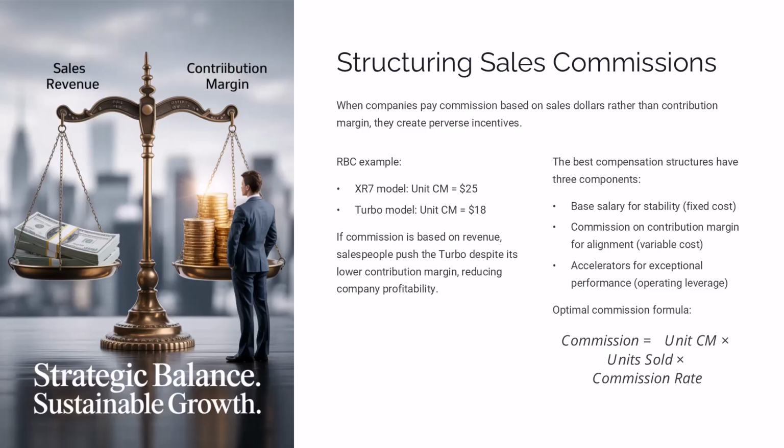When companies pay commission based on sales dollars rather than contribution margin, they create perverse incentives, like RBC's example, where the XR7 has unit CM equals $25, but lower revenue than the Turbo with unit CM equals $18. Salespeople push the Turbo because commission on revenue rewards the wrong behavior, literally incentivizing decisions that reduce profitability.